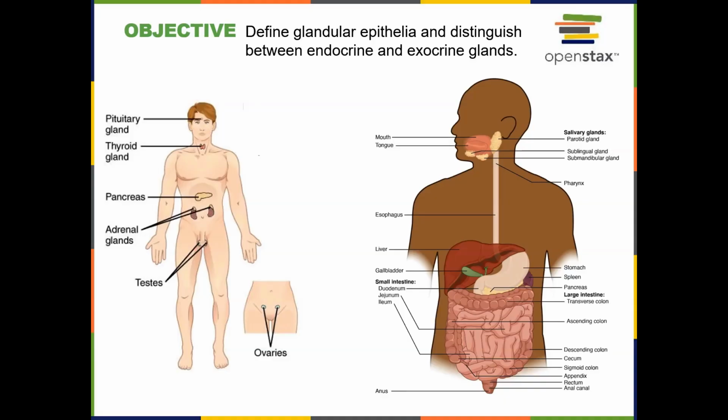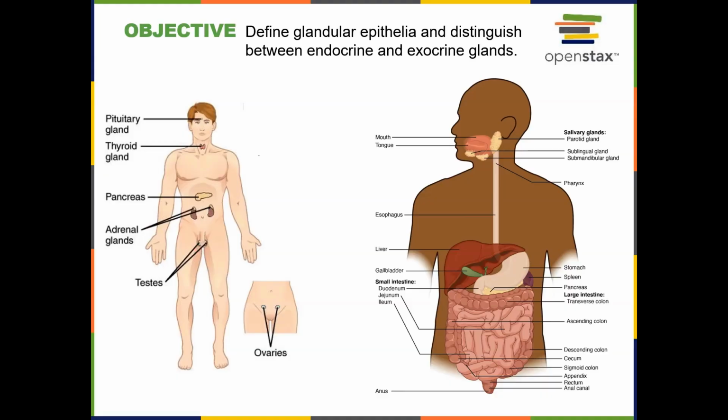In this video, you'll learn about glandular epithelia that form endocrine and exocrine glands and how these different types of glands are distinguished. Endocrine glands produce hormones that are chemical messages which travel in the blood throughout the body in order to regulate the functions of other cells and organs in the body.